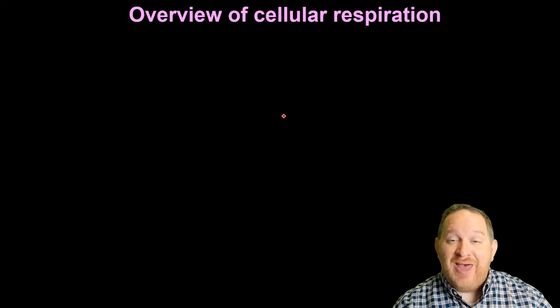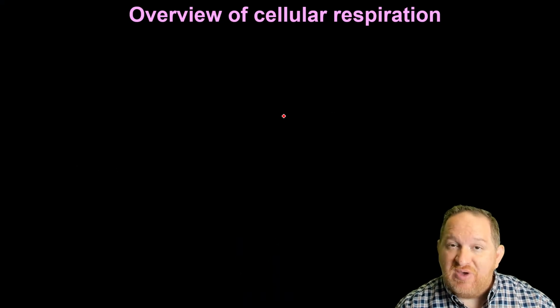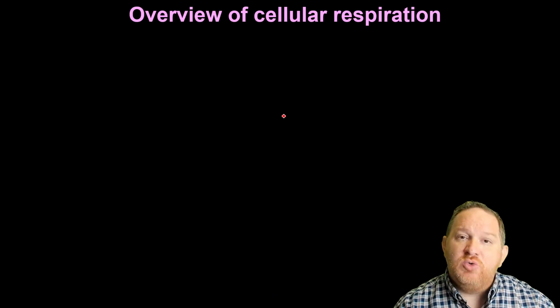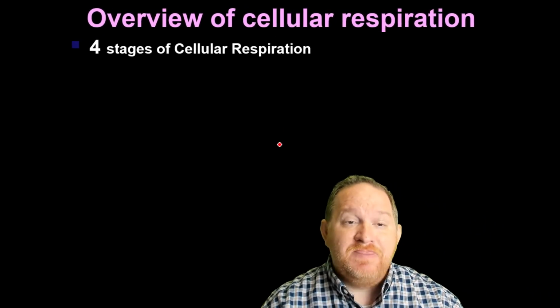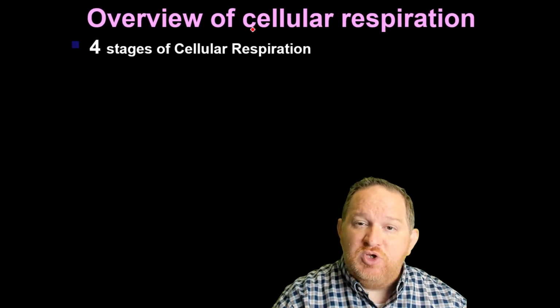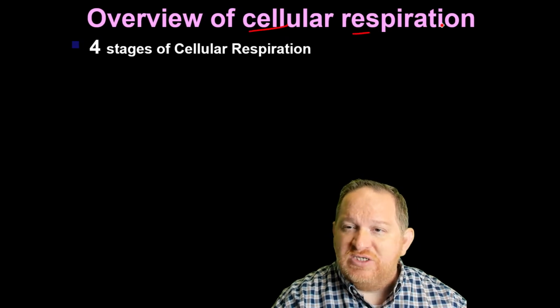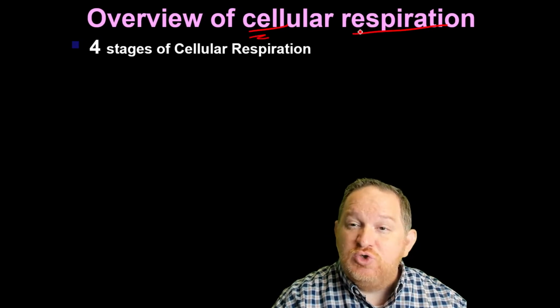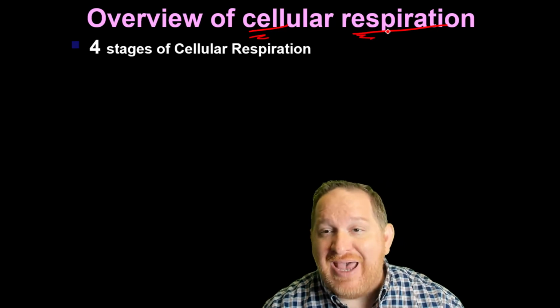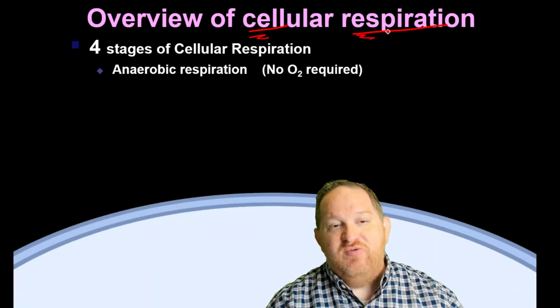So, in the last video, I introduced you to the topic of cellular respiration. Now I want to make sure we have a good understanding of the overview of everything we're going to talk about. So, cellular respiration, when you think about the word cellular respiration, right? It's the process that cells use to respire or to make ATP energy. And there are 4 stages.